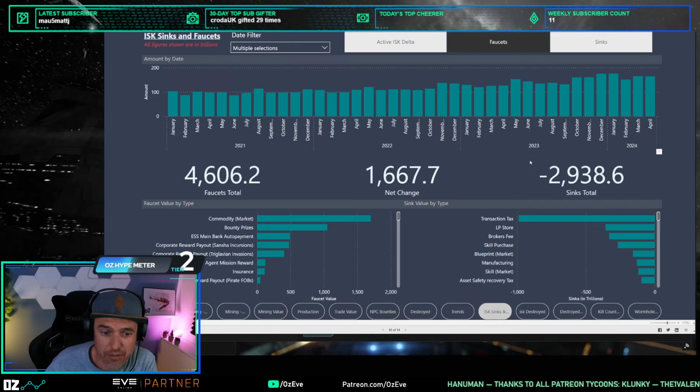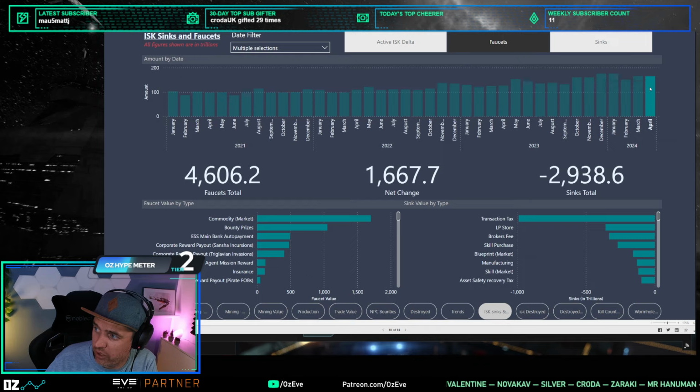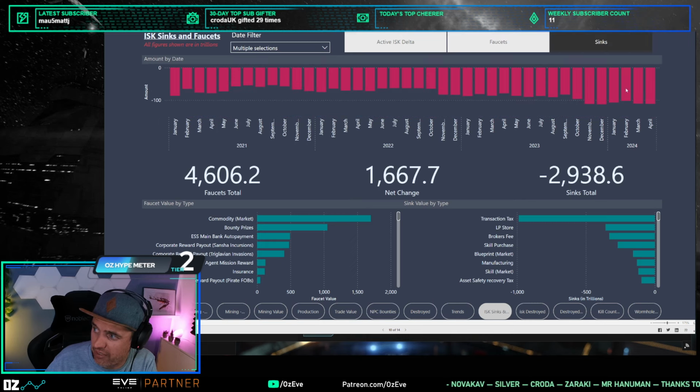There's been a lot of ISK entering the game, be it due to Poshvin, be it due to Wormhole Blue Loot, or even increased bounties more recently, or the Christmas event. So this is certainly not out of character here for the ISK faucets. April is in line with the last 6 or 7 months. If we look at the sinks, the same exact thing. There's not that much change going on there.